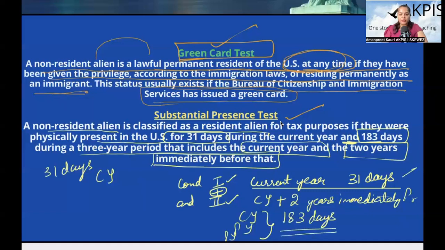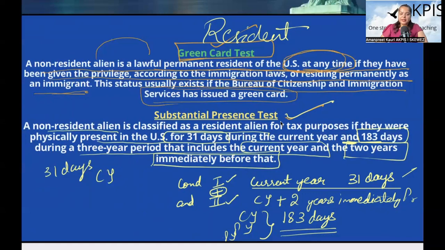So in that very particular situation, you will be referred to as a resident alien because you have satisfied the substantial present test, right? So that means either of the two tests, either the green card test or the substantial present test you are satisfying, you will be referred to as a resident alien. And if you're a resident of the US, you are supposed to pay tax on your entire worldwide income, whether it is earned in the United States of America or even outside the US, right? So that is the point to be noted.